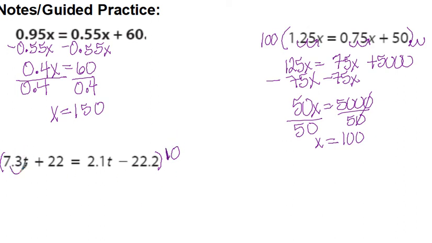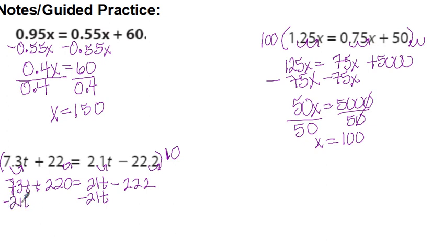This time, I'm only going to move my decimal over once because I'm only timesing by 10. So I would get 73t plus, again, decimals back here for a whole number, so I still move it over, so I get 220 equals, move my decimal, 21t, minus 222. Okay, still have a calculator, which is really nice, even though these numbers are large. I'm going to move my 21, the smaller coefficient of my variable. This way it keeps these positive as much as I can.